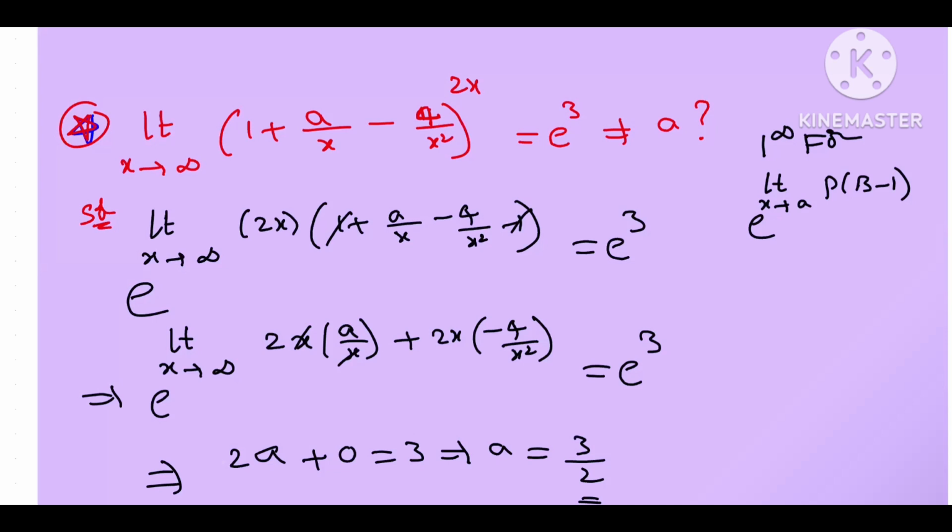Okay, let us go to the next problem. So what is the statement? Limit x tends to infinity, 1 plus a by x minus 4 by x square, whole to the power 2x, is equal to e cube. Then find out the a value.